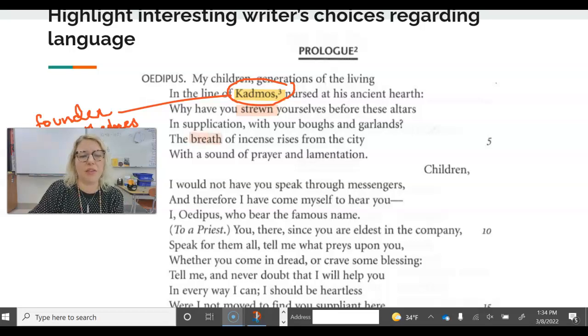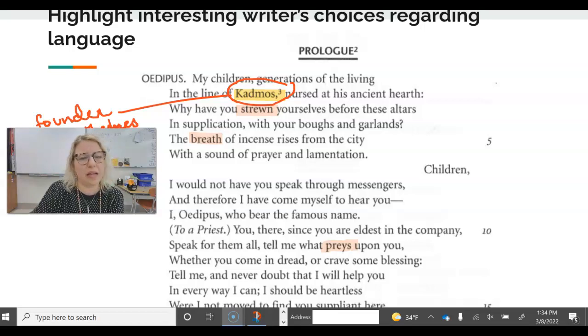We also have breath of incense. That incense is being personified here as something that can breathe. And then later, he says, "Tell me what preys upon you," as if this plague is some kind of hunter or animal that is preying on its victim. And so that's some interesting word choice that I noticed that you could mention.